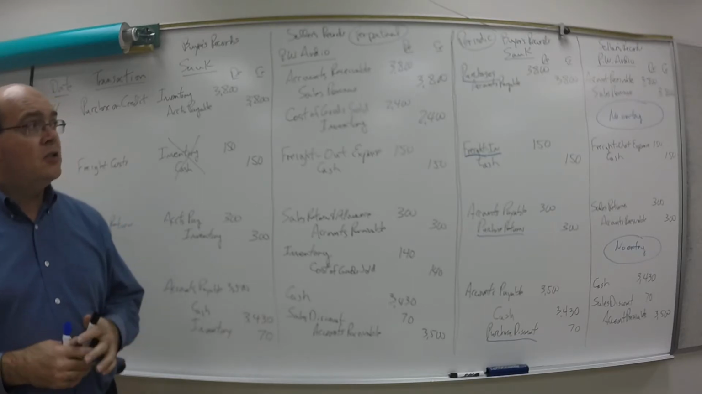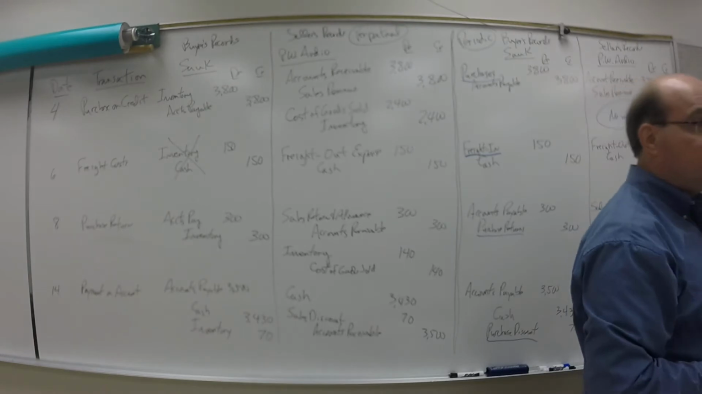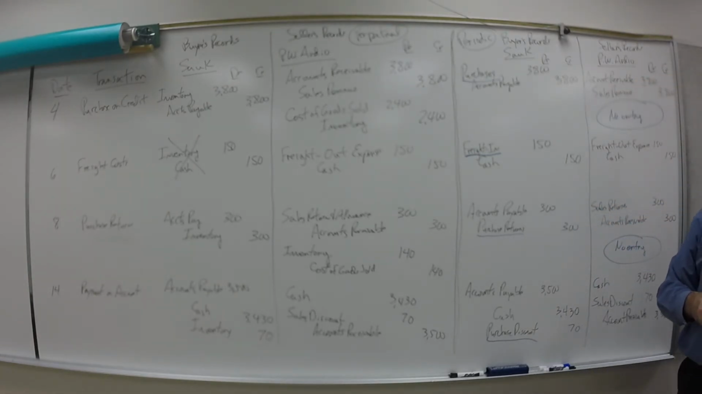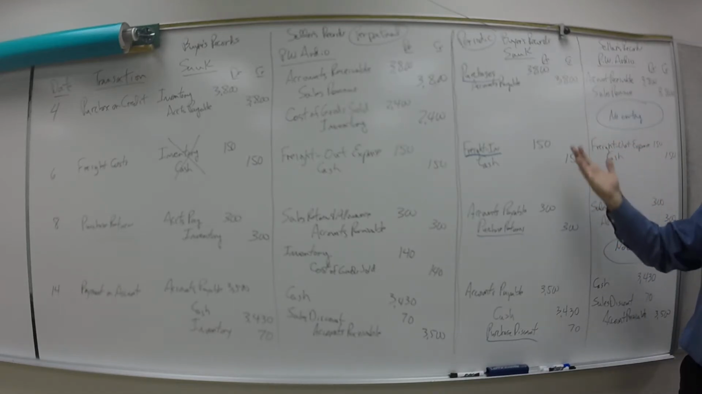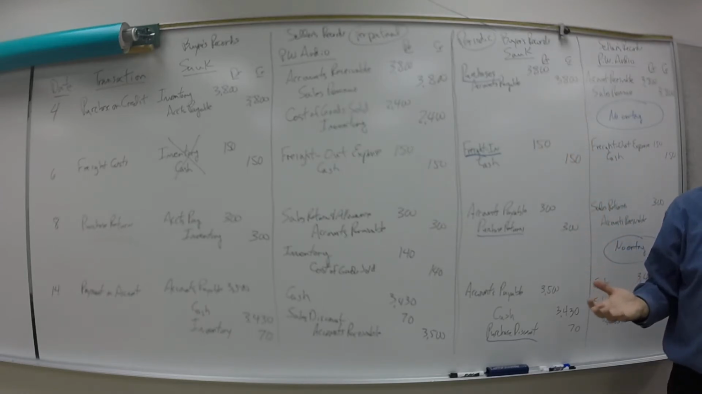Now, you can start to see why the periodic is easier. There's just not as many entries, right? So you don't have as much to worry about. But at the same time, it also doesn't give you that update, because as you can tell from here, at any time during the month, if you're a buyer, you can see what you purchased, but you have no idea what you sold. So you really don't know where you are.